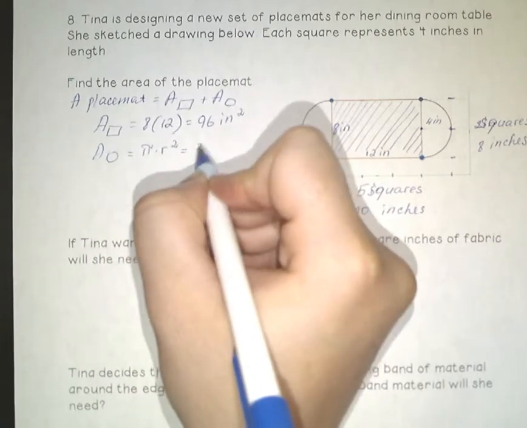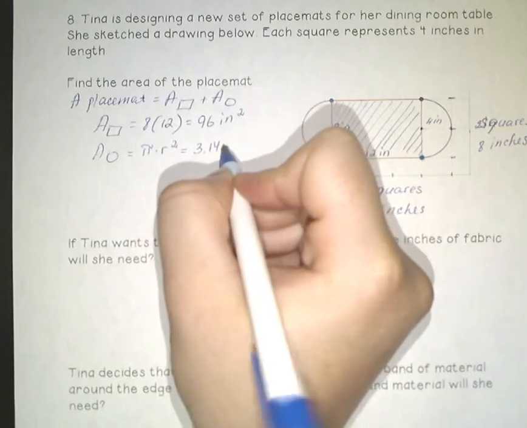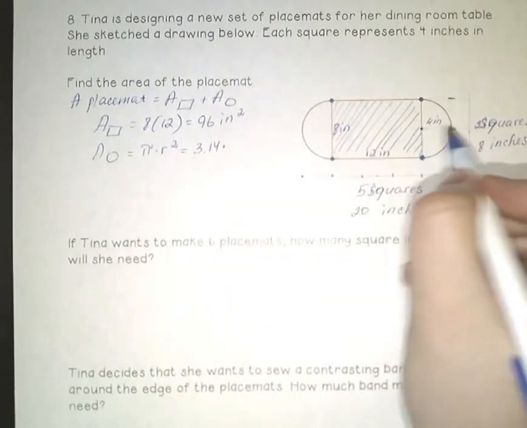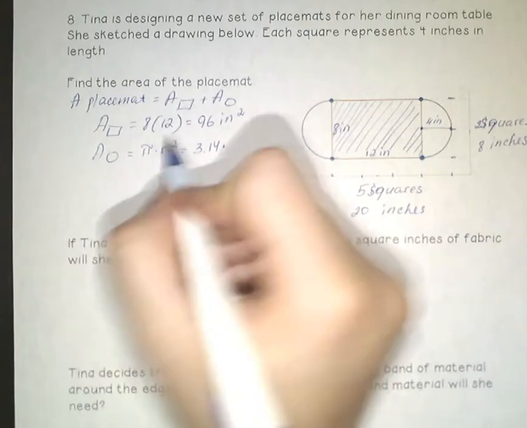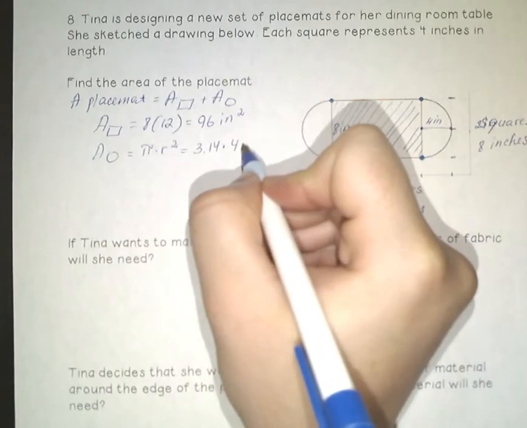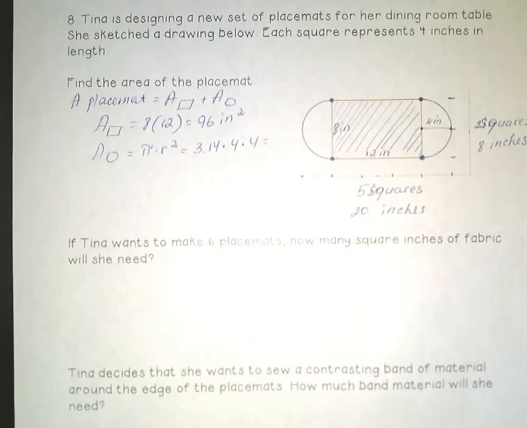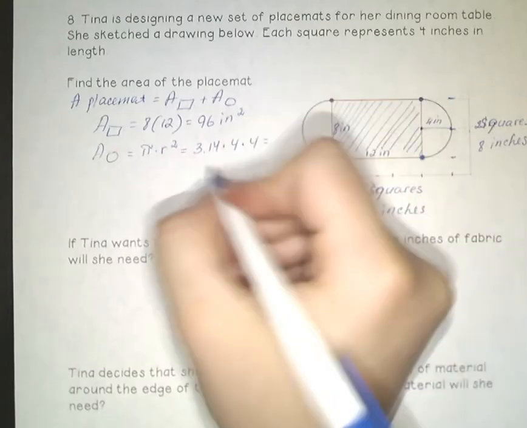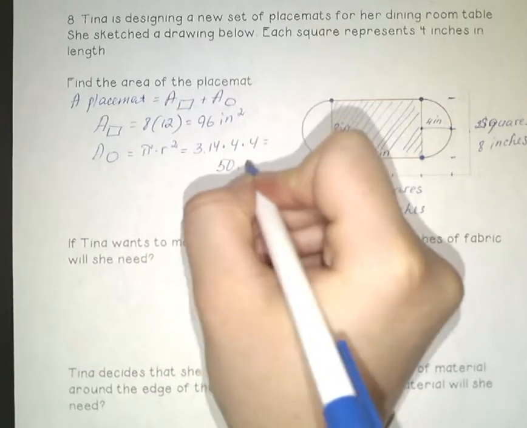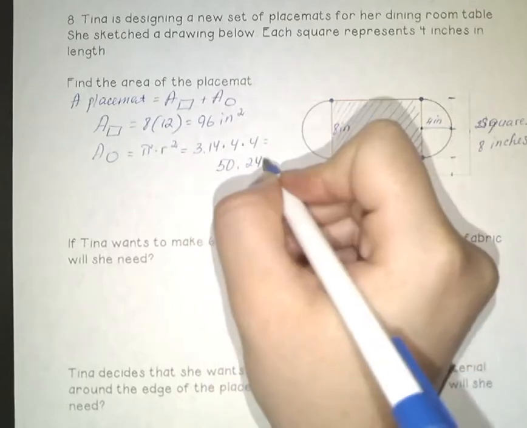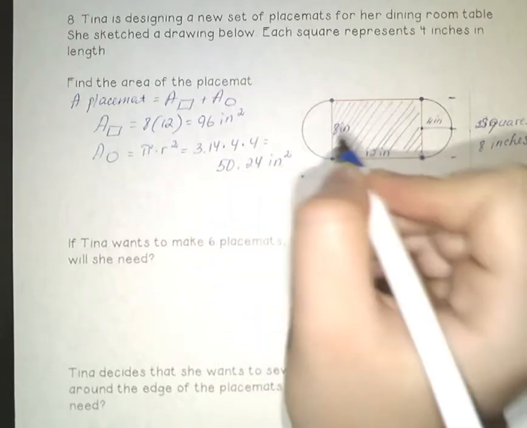which is 3.14. Radius is going to be 4 inches, right? So 4 times 4 again. We're using 3.14 and multiplying it by 16, and that is 50.24 inches squared.